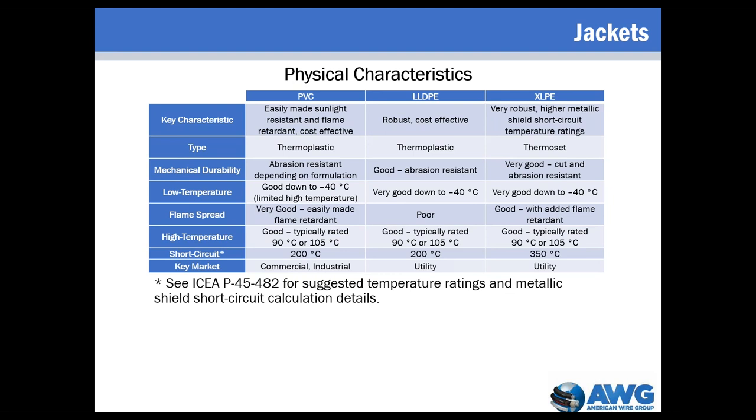Linear low-density polyethylene is a robust and cost-effective jacketing solution. With the ability to make this material abrasion-resistant with a low-temperature handling and installation down to minus 40 degrees Celsius, it has been the preferred jacket for utility installations where flame spread and building wire tray ratings are not required. XLPE is a very robust jacketing solution with a high metallic shield short circuit temperature rating, thanks to the fact that this is a thermoset material.